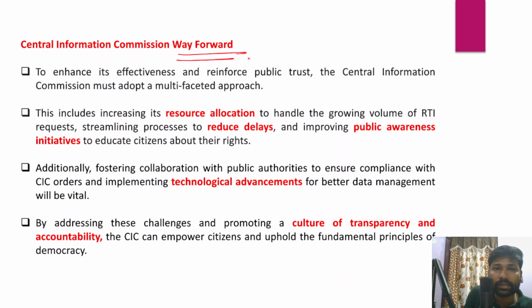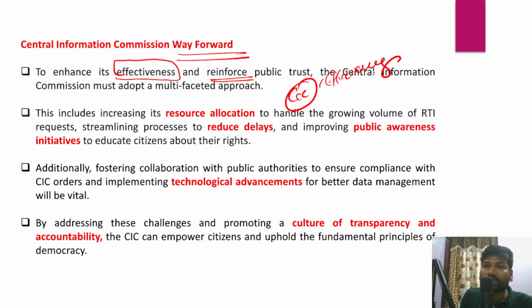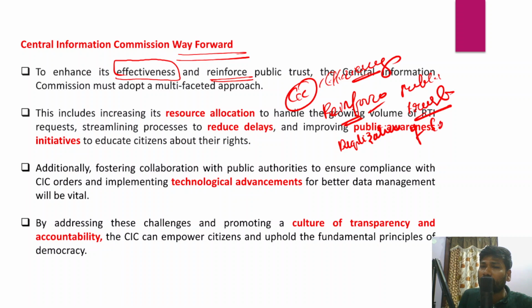So what should be the way forward, right? We need to discuss an appropriate way forward for this RTI Act. The appropriate way forward would be enhancing effectiveness and also reinforcing public trust. So how can the Central Information Commission strengthen its efficiency, and along with strengthening its efficiency, how can it reinforce public trust? It can be done through a number of ways, such as digitization of records. Thereby it will result in better record management, and better record management means that the information would be provided to the concerned parties in a very quick manner, within a proper time frame.